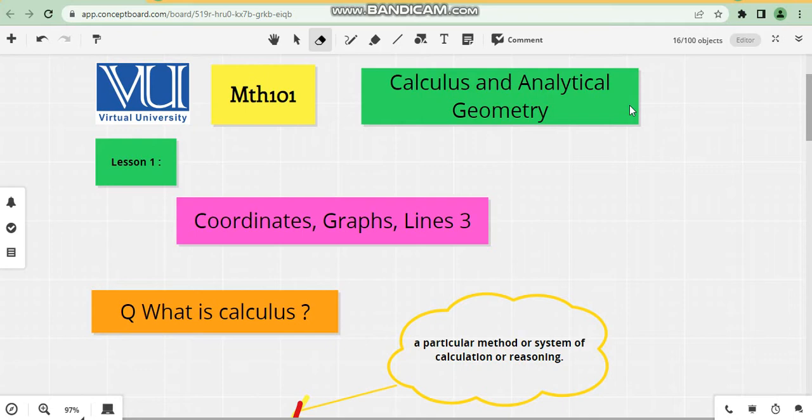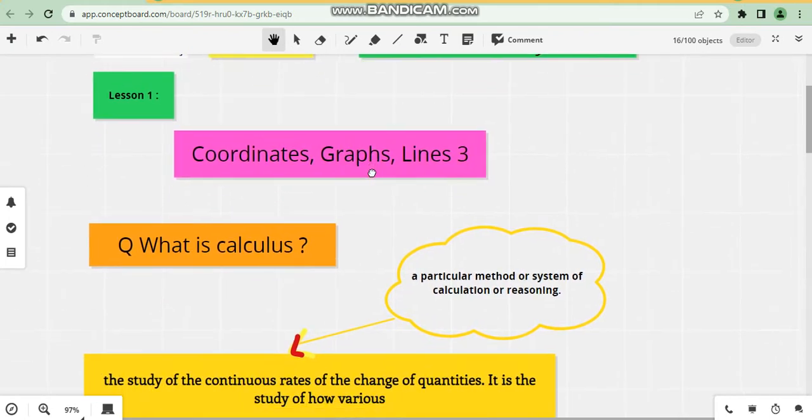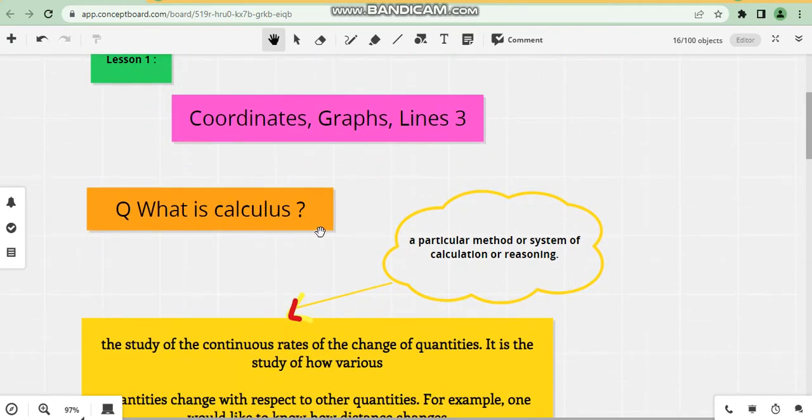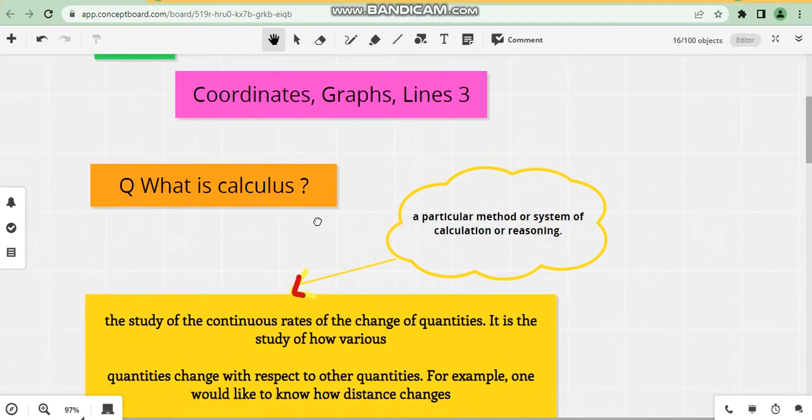Brother here. Today in this video, I'm starting the Calculus and Analytical Geometry book, MTH101, that the students are going to study in the universities of Pakistan. So the first lesson is about coordinates, graphs, and lines. And before going on to that, first of all, let's see what is calculus. What is the basic meaning of calculus?